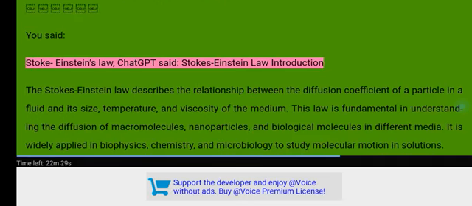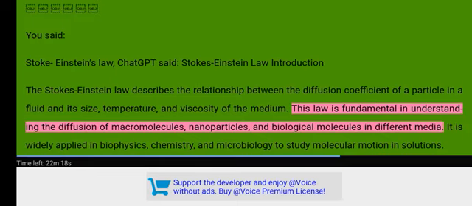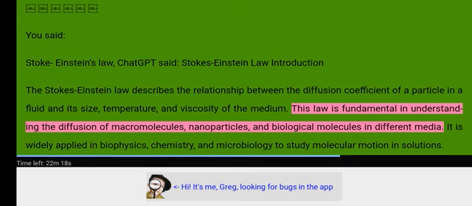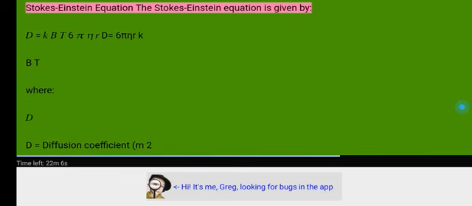Stokes-Einstein's law. Introduction: the Stokes-Einstein law describes the relationship between the diffusion coefficient of a particle in a fluid and its size, temperature, and the viscosity of the medium. This law is fundamental in understanding the diffusion of macromolecules, nanoparticles, and biological molecules in different media. It is widely applied in biophysics, chemistry, and microbiology to study molecular motion in solutions.